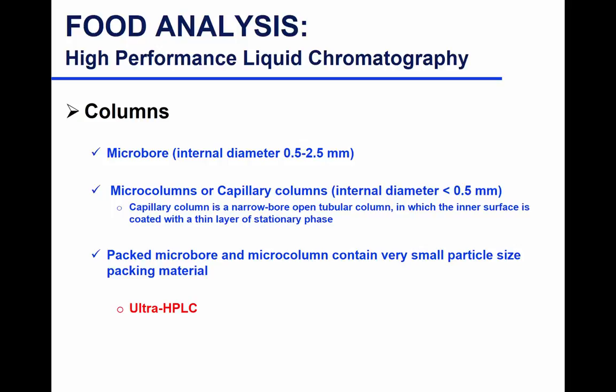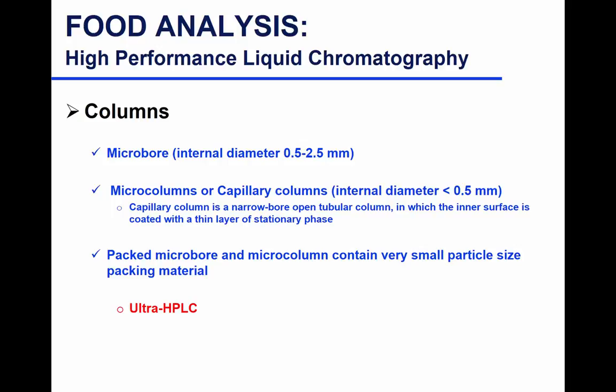Within the column, your packing material will be different because you have different sizing of the column, so you have different internal diameters. This is a microbore. It has a typical internal diameter of 0.5 to 2.5 millimeters. This is a very typical HPLC column.